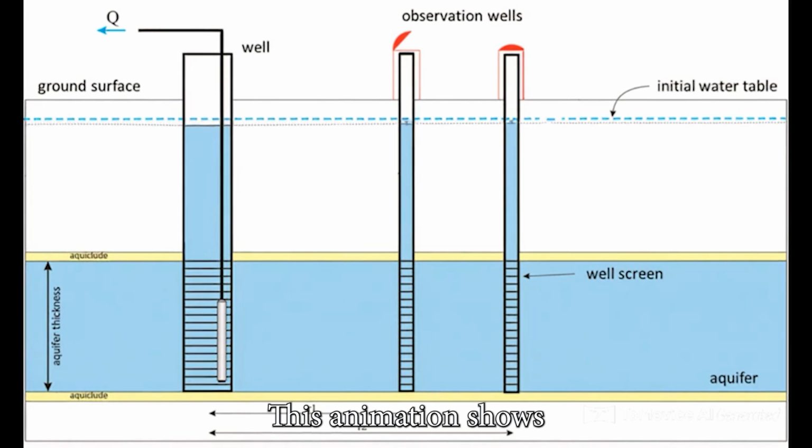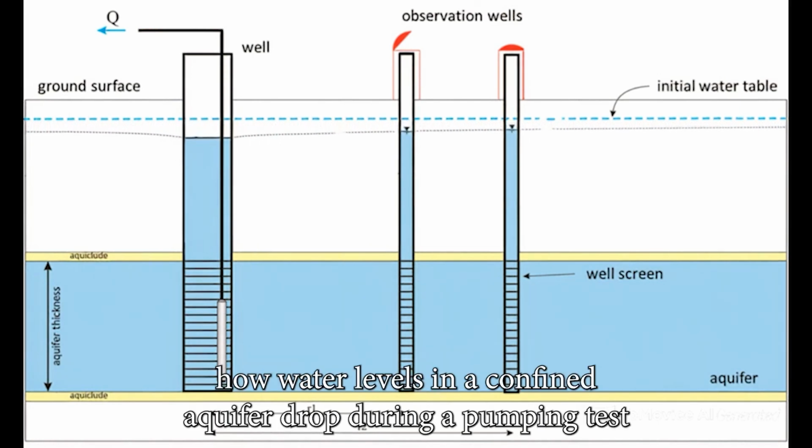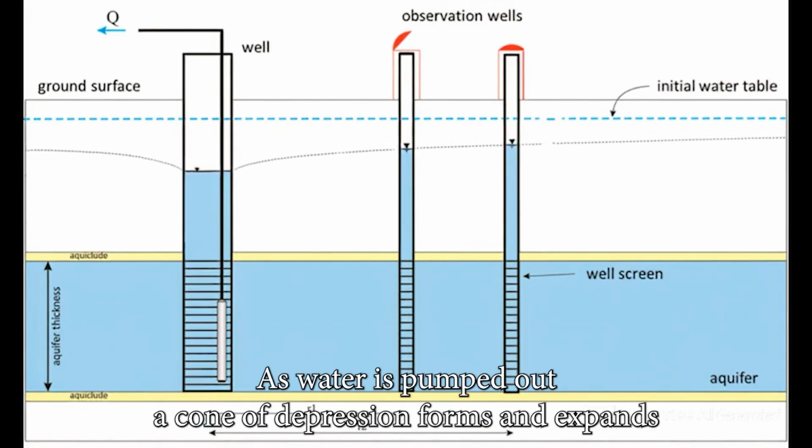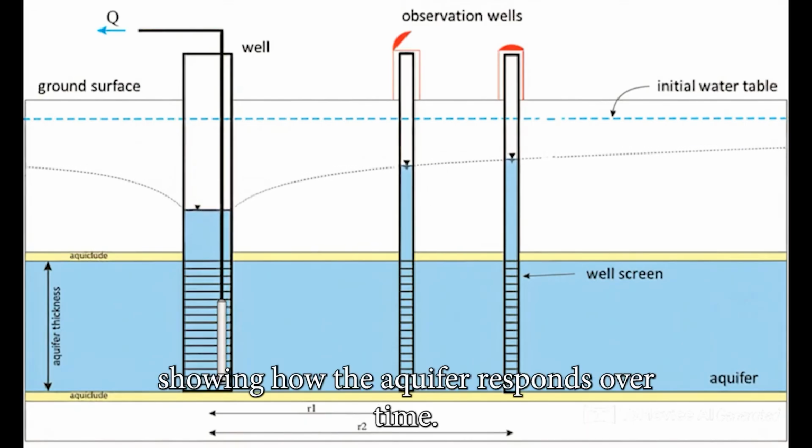This animation shows how water levels in a confined aquifer drop during a pumping test. As water is pumped out, a cone of depression forms and expands, showing how the aquifer responds over time.